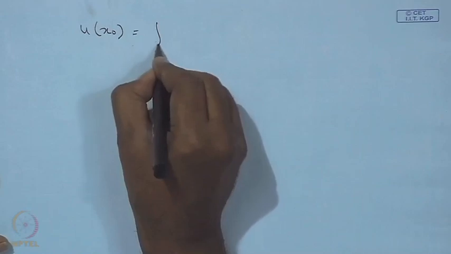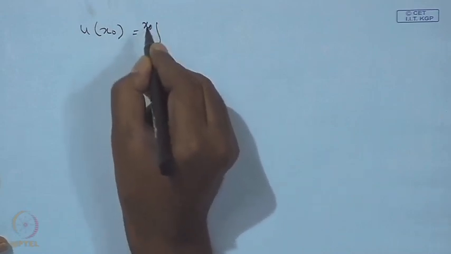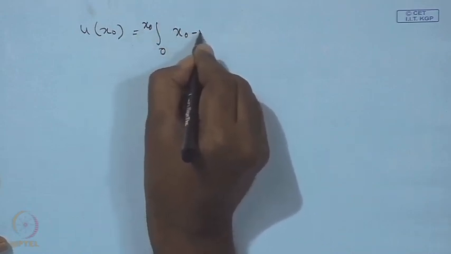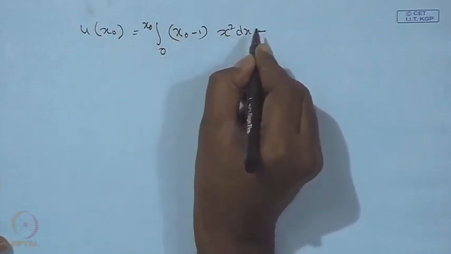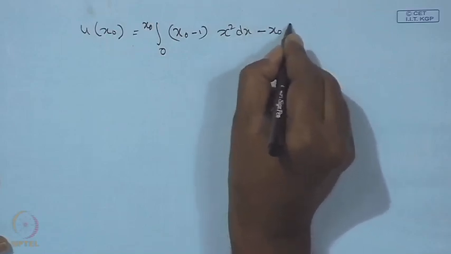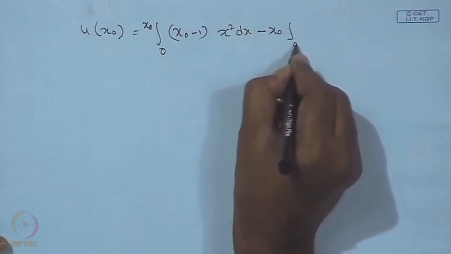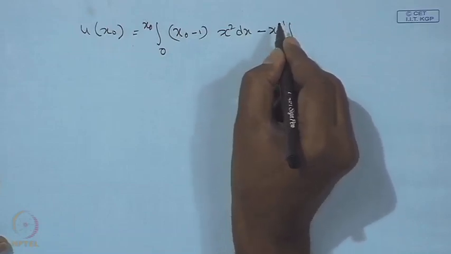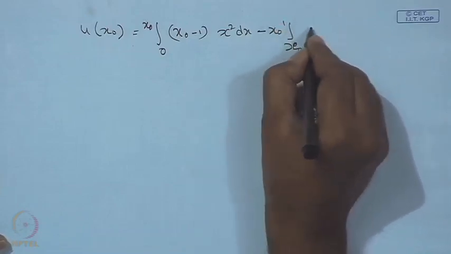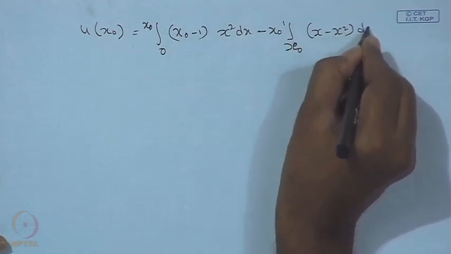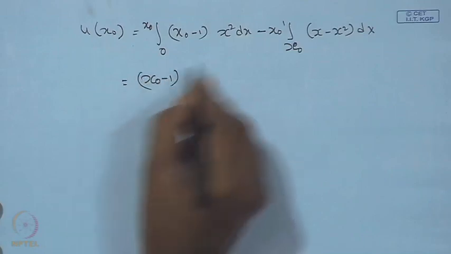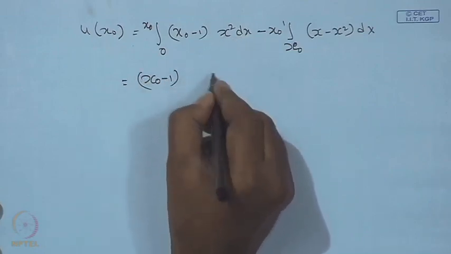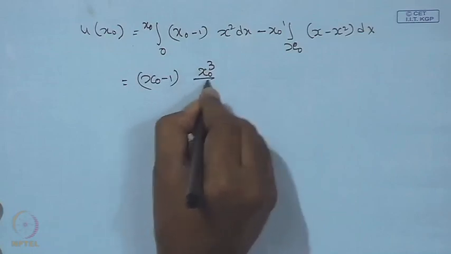So, we redo the calculation. u of x naught is equal to integral 0 to x naught, x naught minus 1, x square dx, minus x naught, integral x naught to 1, x minus x square dx. So, therefore, x naught minus 1 can be taken out. So, this is x square dx, so it will be x naught cube by 3.